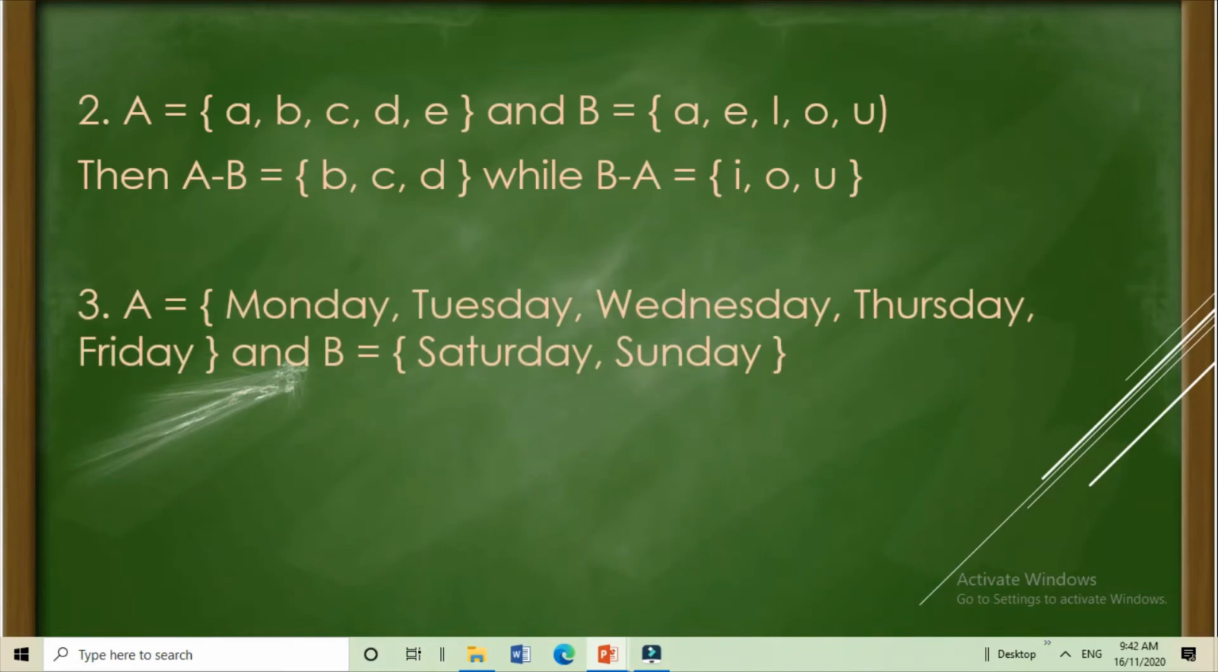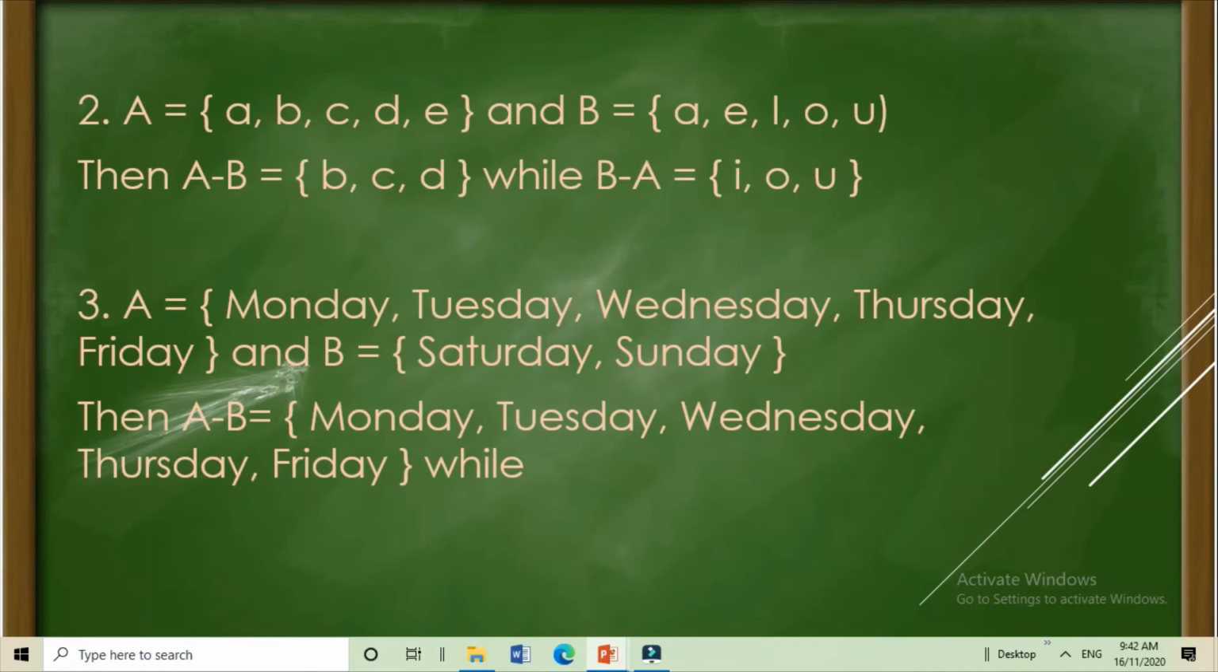Another example. Set A = {Monday, Tuesday, Wednesday, Thursday, Friday}. And set B = {Saturday, Sunday}. So, ano yung tinatanong niya? The difference between set A and set B, or titignan natin kung ano yung mga elements na nandun sa set A pero wala sa set B. And that is all the elements in A. Therefore, the difference between set A and set B is equal to Monday, Tuesday, Wednesday, Thursday, Friday.